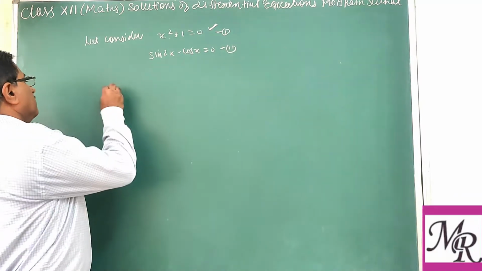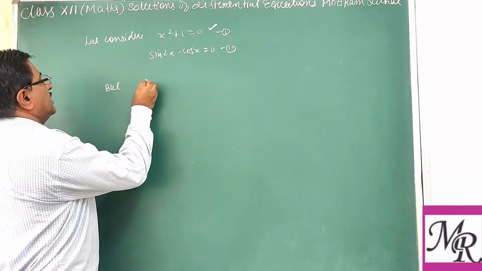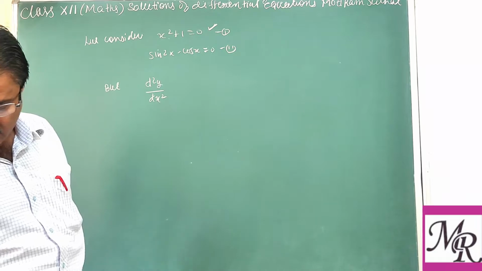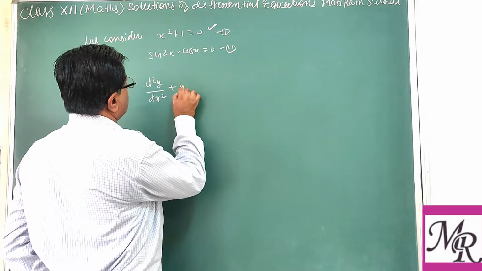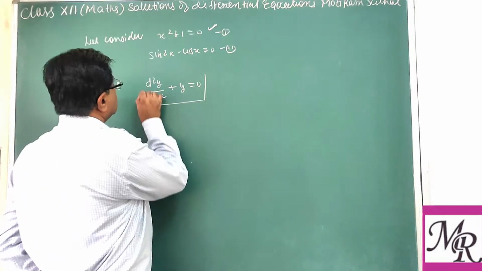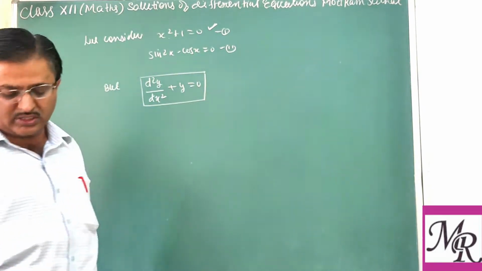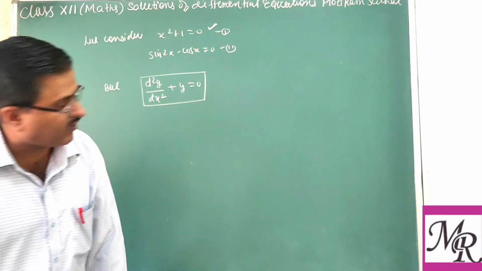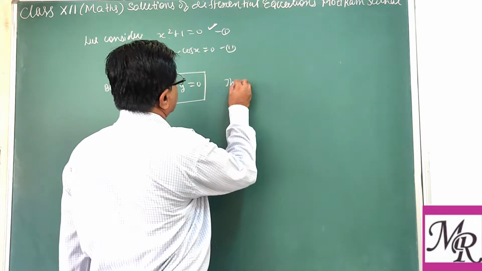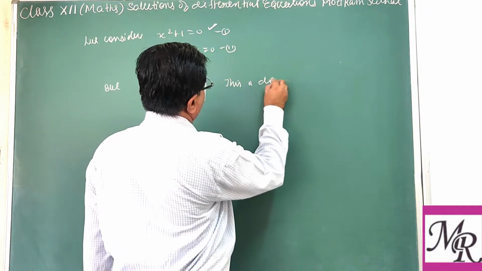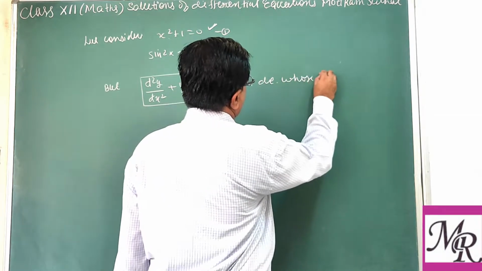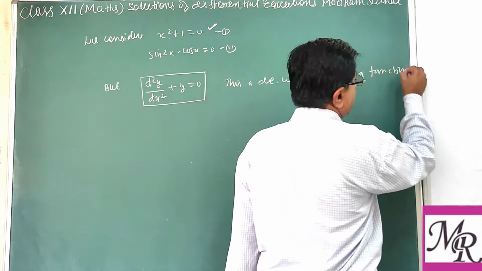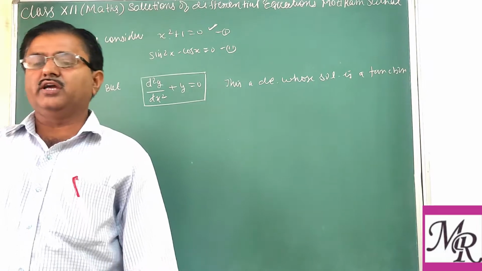When we put it in the given equation, the equation is satisfied, that is, the left hand side becomes equal to the right hand side. But when we move to a differential equation like d square y upon dx square plus y equal to 0, the solution of this differential equation will be a curve or a function. This is a differential equation whose solution is a function. Some function will be there, not a real number.